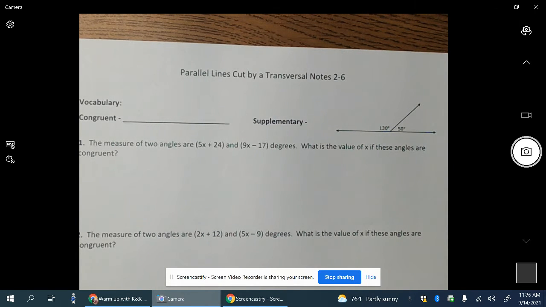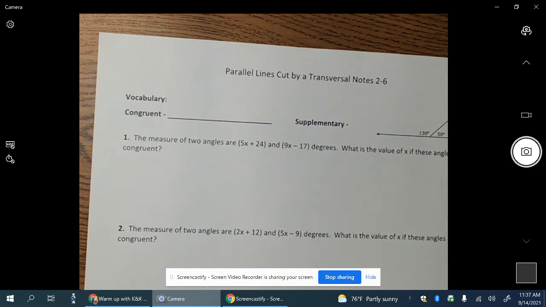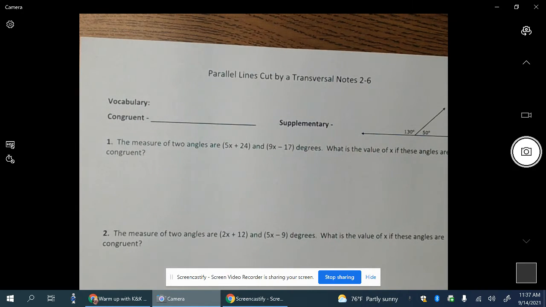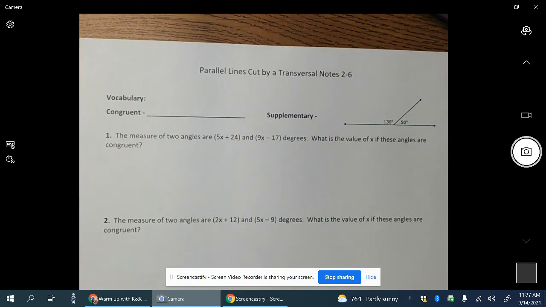So, we are on the page that says parallel lines cut by a transversal. All right. So first, some quick vocabulary review. Congruent.